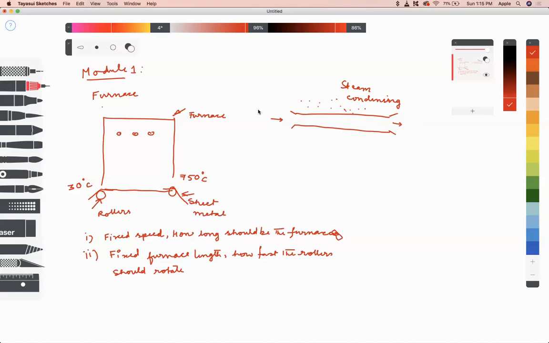In this case, let's say the fluid is entering at 30 degrees Celsius, and it has to go out at 60 degrees Celsius. Then again the question can be presented: how long should be the length of the pipe? Also, in another scenario, if the length of the pipe is fixed, then in that case what should be the mass flow rate?